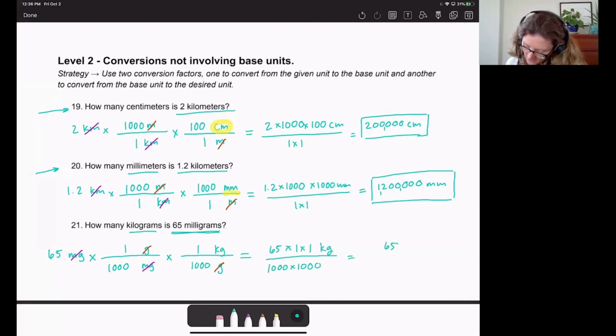That gives me 65 divided by 1 million, which is equal to... 0.1234565, I believe. Oh, did I get too far? Gonna cheat and use a calculator here. Yes, I got an extra 0 in there.